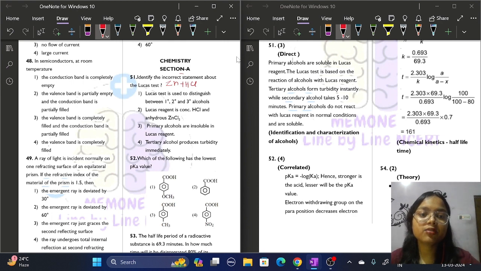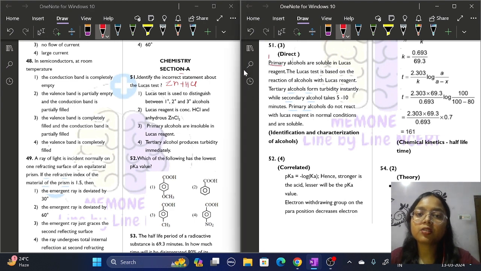Lucas test is used to distinguish between first, second, and 3-degree alcohol. Yes, it is a true statement because Lucas test is used to distinguish between the types of alcohol, whether it is 1 degree, 2 degree, or 3 degree. So let's discuss one by one what are the reactions or characteristics that we obtain in the types of alcohol.